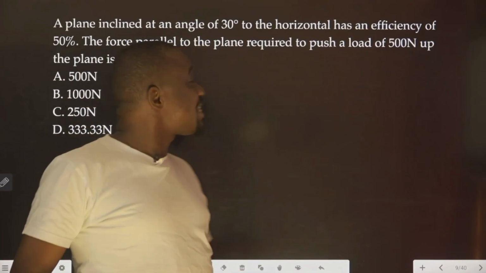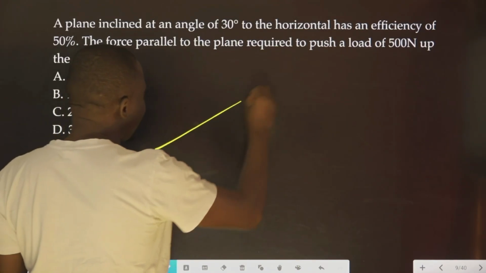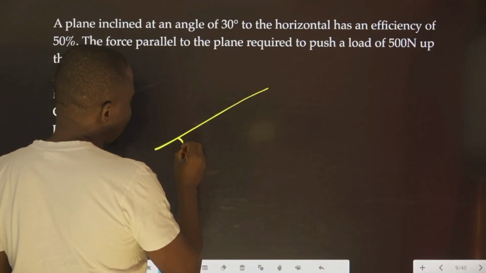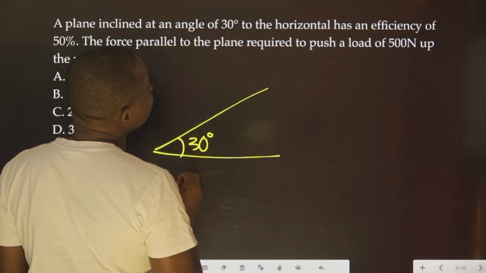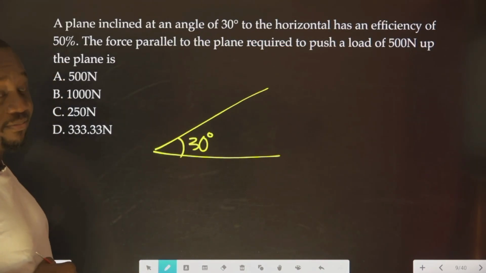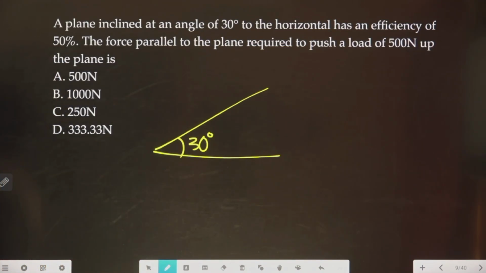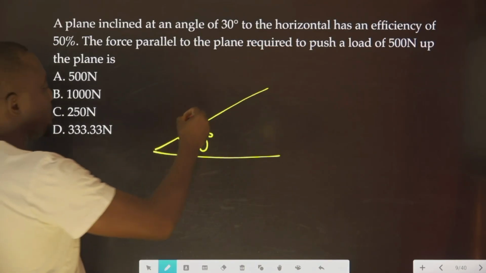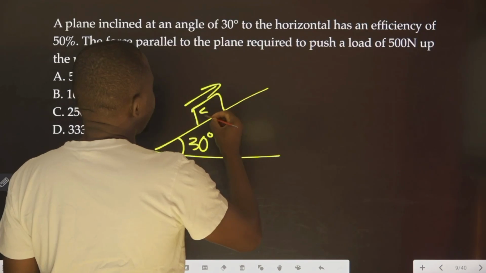Let's look at this. It says a plane inclined at an angle of 30 degrees to the horizontal surface, let's just draw a rough diagram, has an efficiency of 50%. The force parallel to the plane required to push a load upwards, 500 Newton, is what?